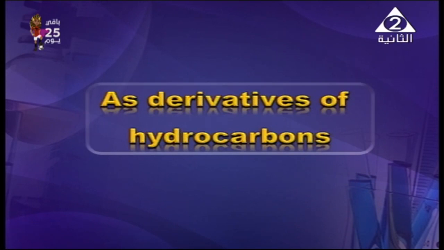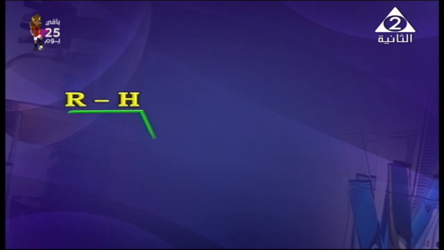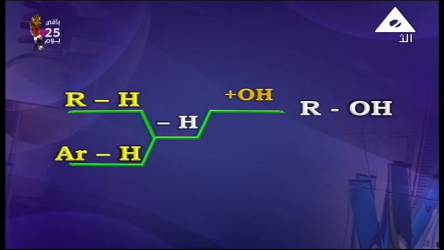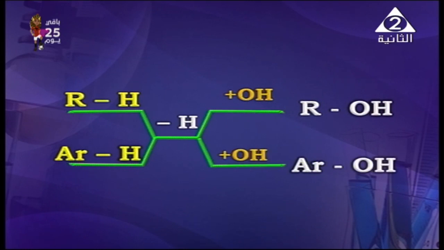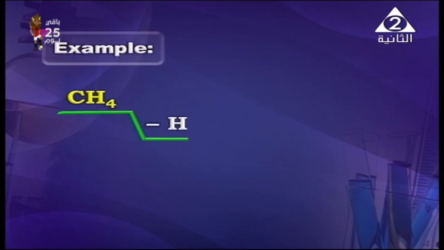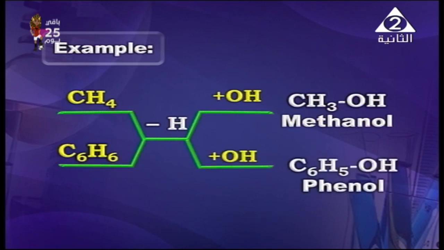They can also be treated as derivatives of hydrocarbons by substitution of one or more hydrogen atoms by one or more hydroxyl groups. In an alkane, we replace the hydrogen atom by a hydroxyl group, it will be ROH, an alcohol. Or in an aromatic hydrocarbon, replace one hydrogen by a hydroxyl group, it will be ArOH, phenols. For example, CH4, removing hydrogen and replacing with OH, it will be CH3OH, methanol. Or benzene, removing hydrogen and replacing with hydroxyl, it will be C6H5OH, phenol.